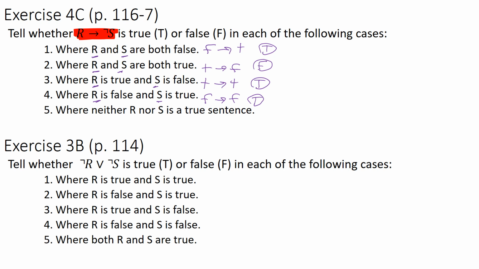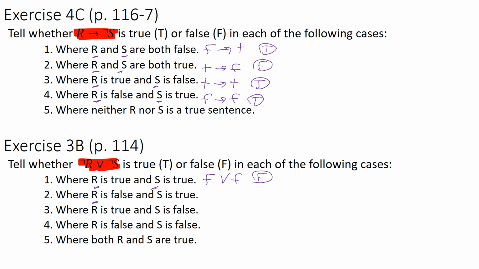Exercise 3B from page 114. Tell whether not R or not S is true or false in each of the following cases. And in disjunction, of course, you have to have at least one of the choices as true. And what's a little bit tricky, of course, is that negation, that negative sign. So for 1, we have R is true and S is true. So let's just, so to speak, translate that into that sentence. So we would have false or false. So the statement must be false because neither option is true.